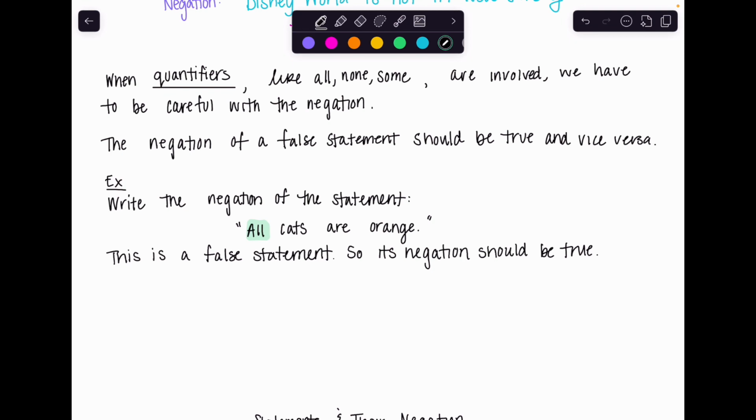The easiest or kind of the most natural way to negate this would likely be this one. The word all seems like naturally I should switch it to none or no. But if you think about this, if I switch the phrase all to none, no cats are orange, I don't end up with something that's true, because I can definitely find an orange cat. So this doesn't result in a true statement.